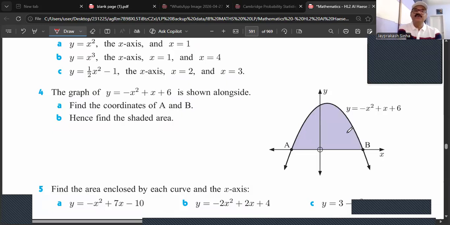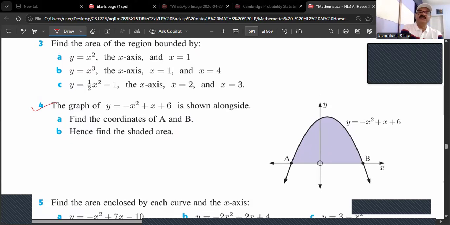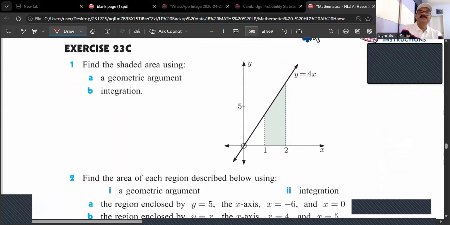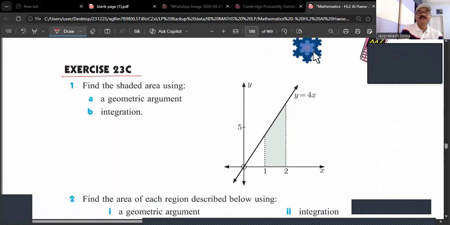Hello students, in this class we are going to do a problem based on application of definite integral. So we are going to solve question number 4. This is exercise 23C, definite integrals. Exercise 23C, question number 4.